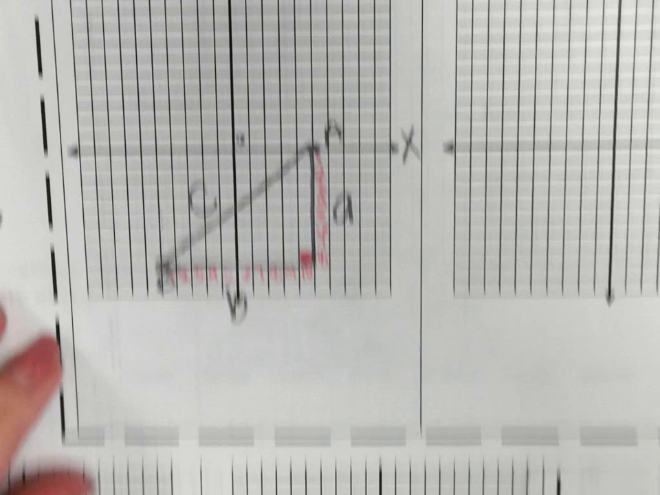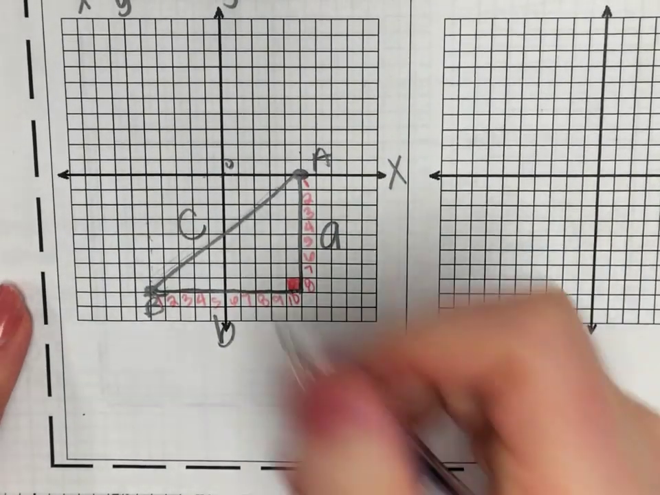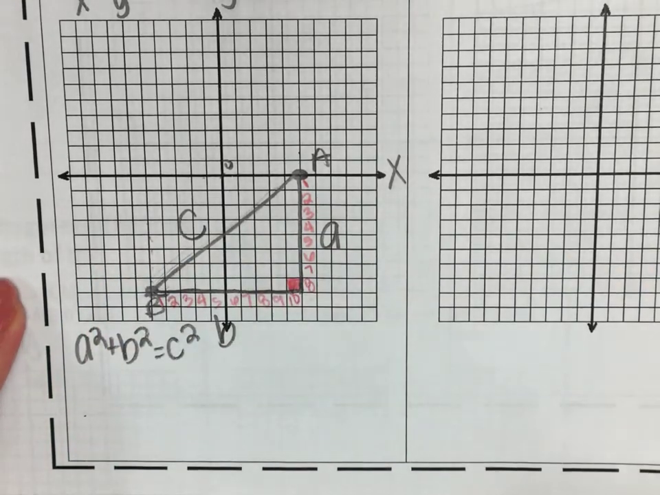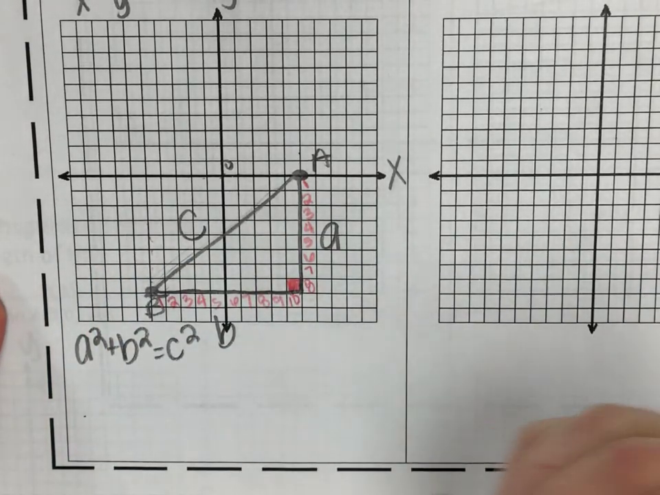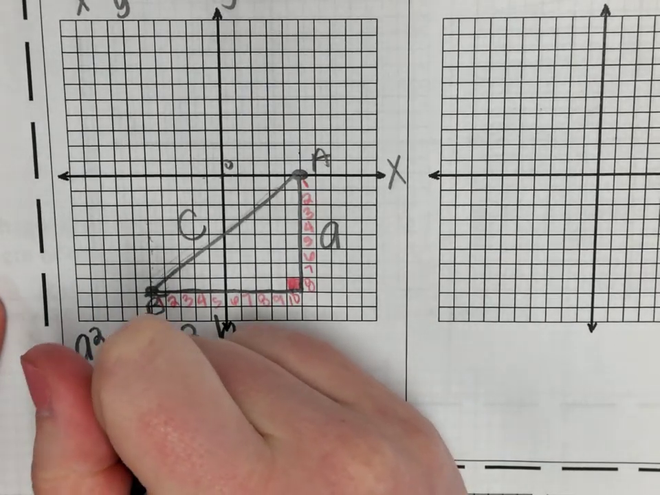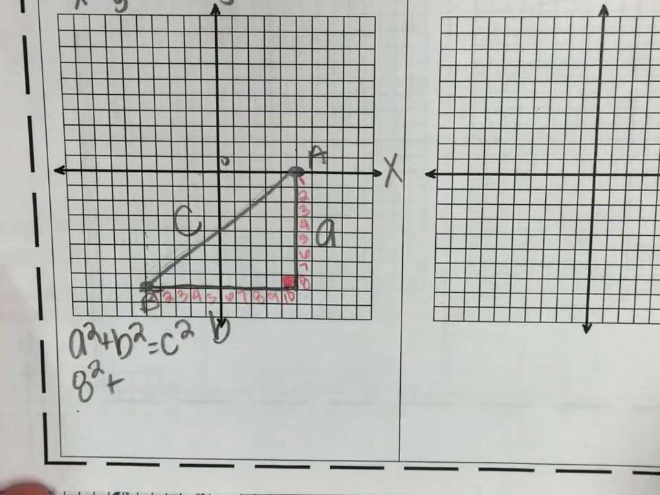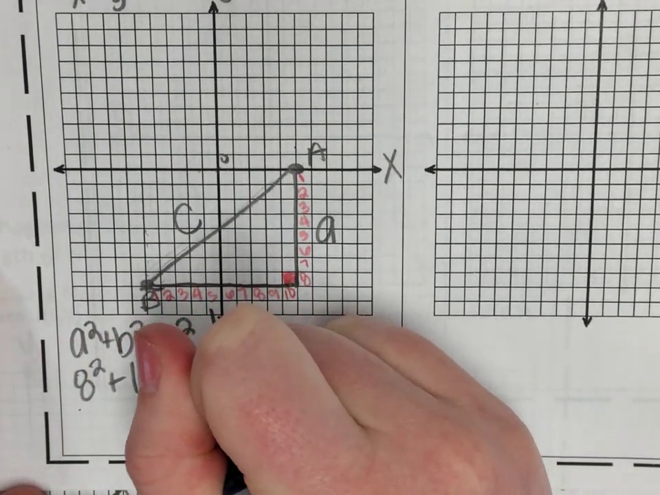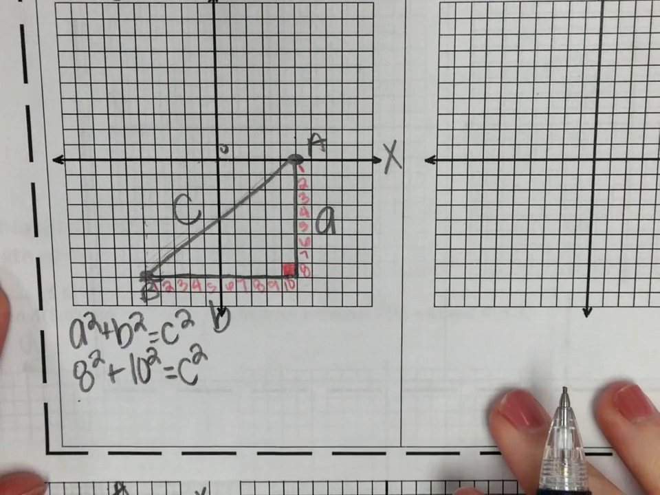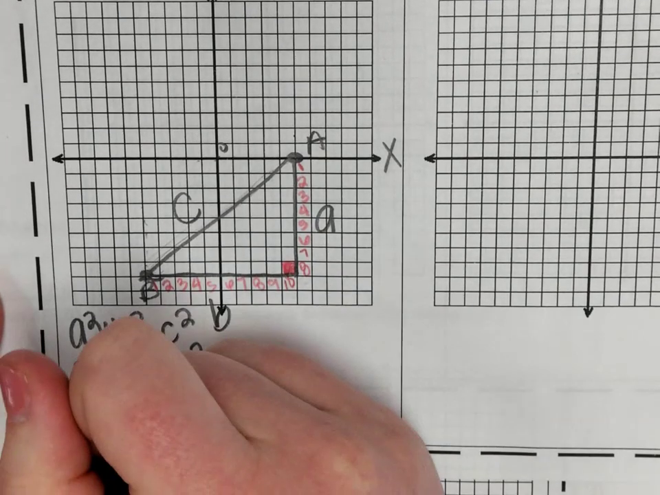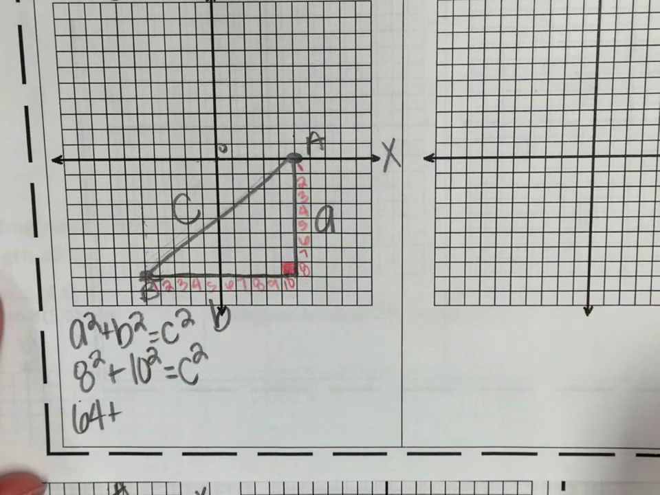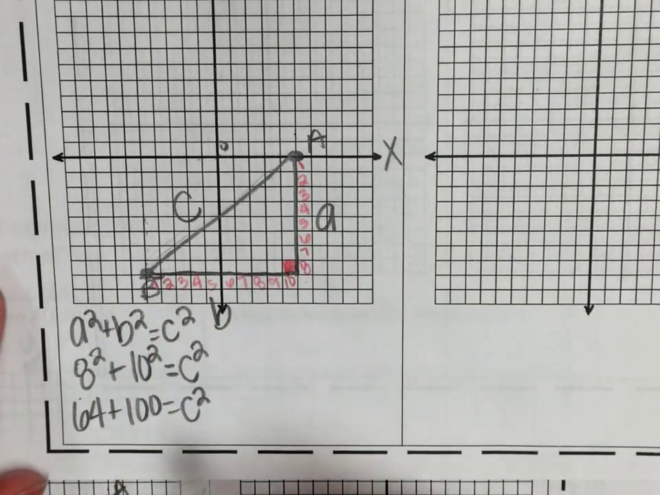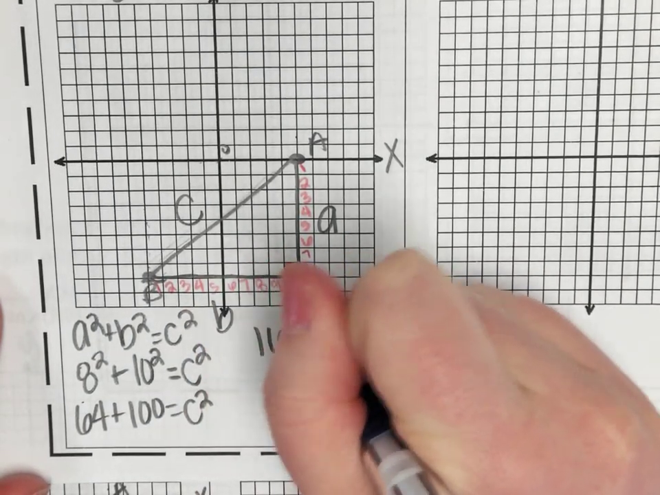Alright, so I'm going to write down my formula every single time because it's fun. A squared plus B squared is equal to C squared. What am I plugging in for A? 8. I chose 8. You guys could have done 10. What am I plugging in for B? 10. You guys, again, could have flip-flopped those. I don't know C, so I'm going to keep it as C squared. What's 8 squared? It's 64. 10 squared is? 100. Add them together. 164 is C squared.